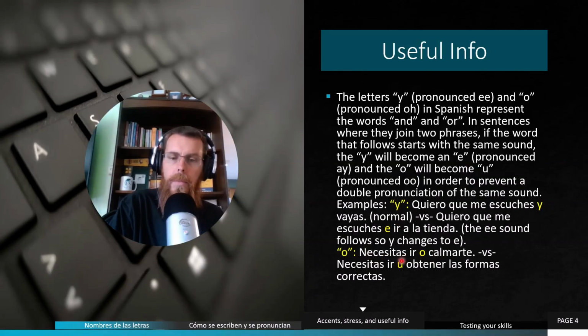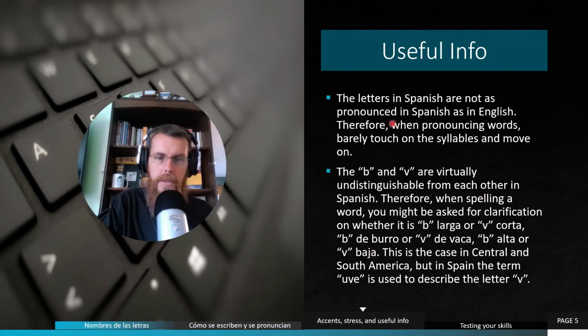So the normal example is necesitas ir o calmarte. Versus necesitas ir u obtener las formas correctas. So the O will change to a U. This is why that happens. It's for pronunciation purposes.